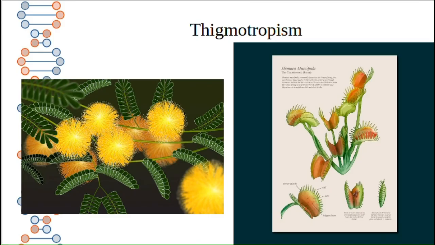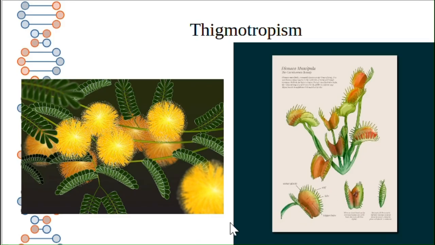If you're not familiar with this plant, you might be more familiar with the Venus flytrap. And when a bug lands between the leaf lobes, the trap will quickly close around the insect. These rapid movements are part of thigmotropism, where a plant will change the way it's growing or its position in response to mechanical stimulation.